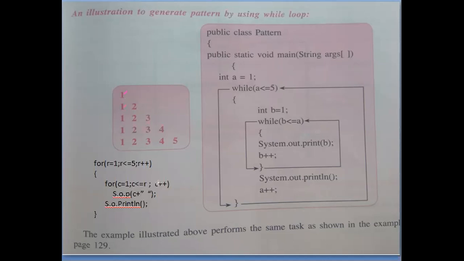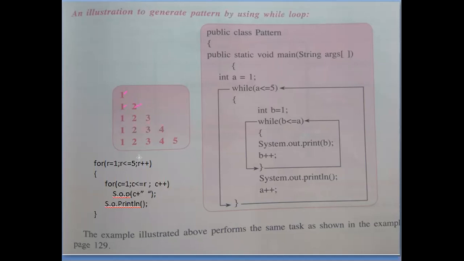C++. What happens to my C? C becomes 2. So 2 is less than or equal to 2. Yes, satisfied. Satisfied means again print C. See, 2 is printed. Then C++. Actually, C becomes 3, but the condition is not satisfied. When the condition is not satisfied, this line will not execute. It goes down and the cursor goes to a new line.